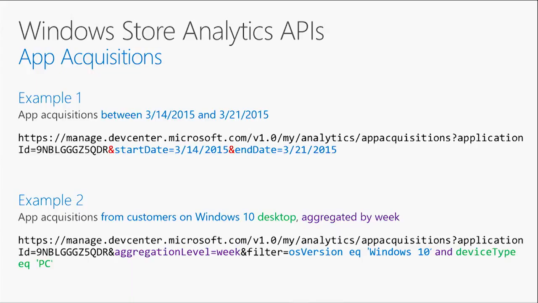So starting with the App Acquisitions API, the first example here is using start date and end date to return acquisitions for one week's worth of time. And in the second example, you can see that I'm using aggregation level here to get back acquisitions aggregated by week. And I'm also using an OS version filter and a device type filter to get back acquisitions for Windows 10 desktop devices.